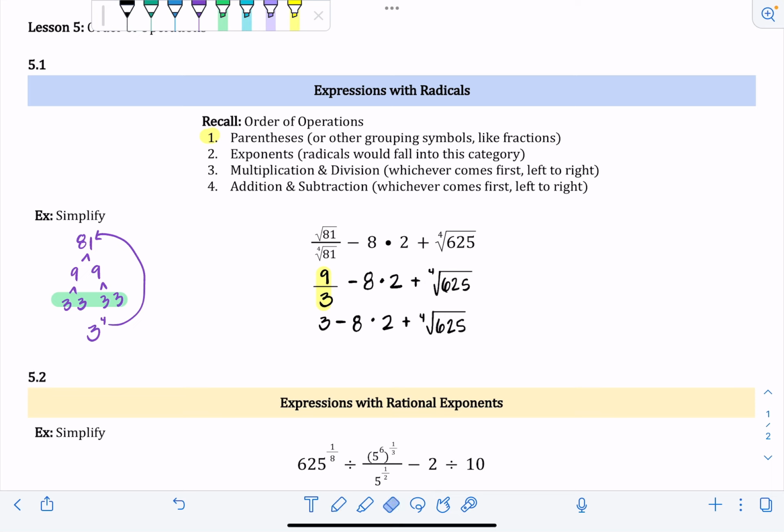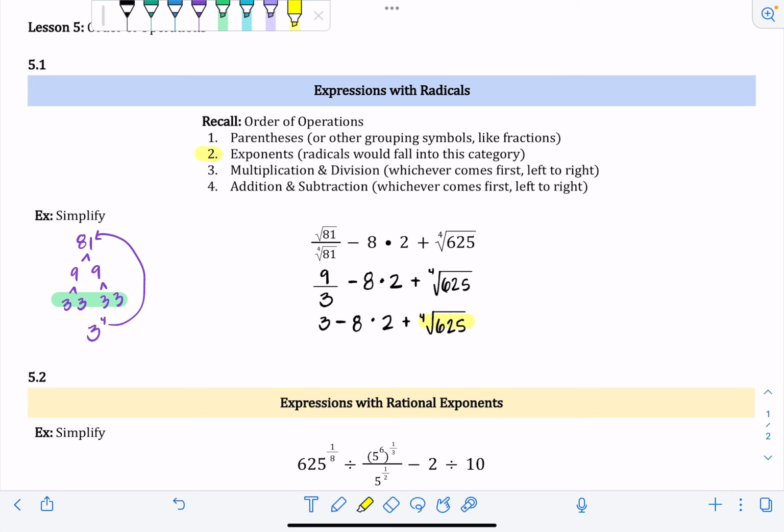And then I don't have any more grouping symbols, so I can move down to the second part of my order of operations. So the next one is exponents or radicals, because radicals can be written as exponents. So this is my radical, the fourth root of 625. Same idea as like the fourth root of 81.